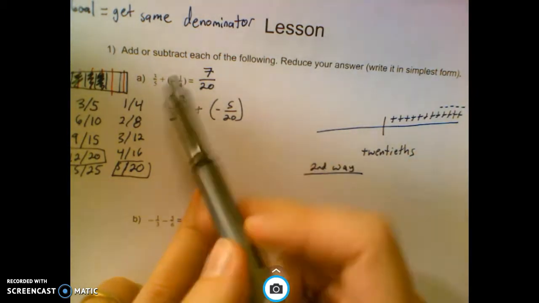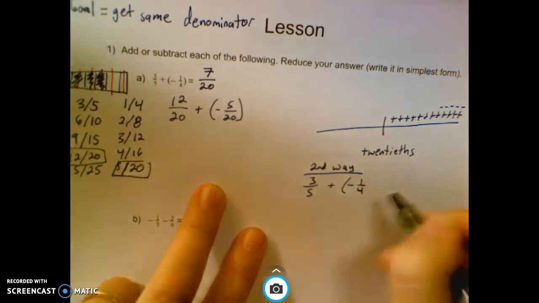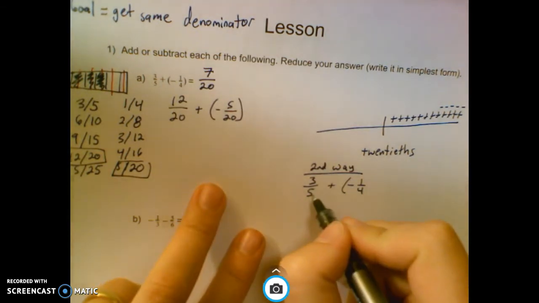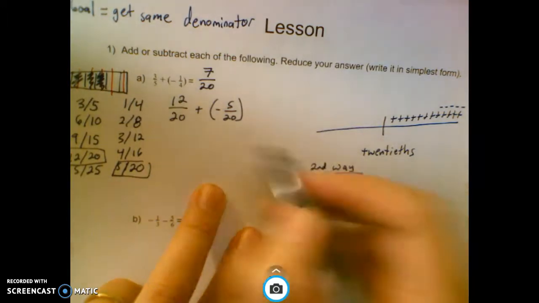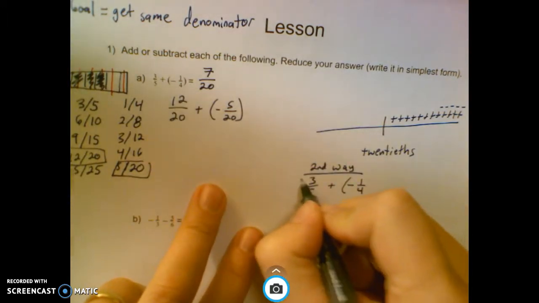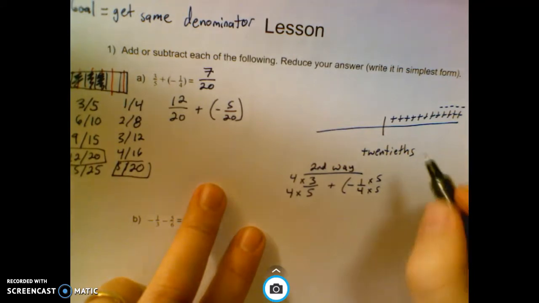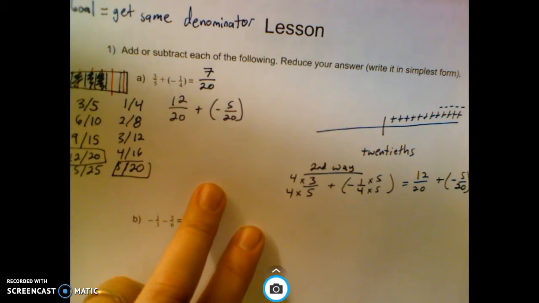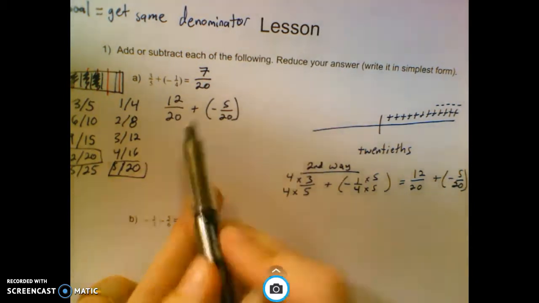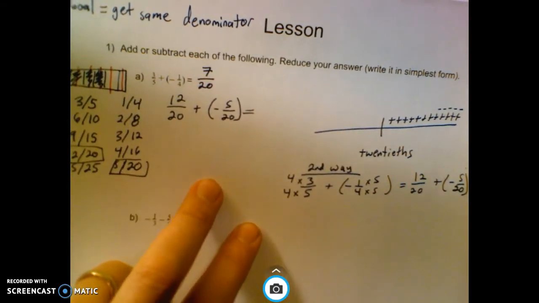But the other thing that people do is they look at these numbers. So here's our 3/5 plus negative 1/4. And they say, okay, what number can I multiply this fraction by in the numerator and denominator to get common denominators? So you kind of just have to know. If I multiply this by 4, and I multiply this by 4, and I multiply this by 5, and I multiply this by 5, then I would get 12/20 and negative 5/20 again. So this, at this point, is the same as this. So if you want to do it this way instead of this way, that's totally fine. Whatever way makes more sense to you.